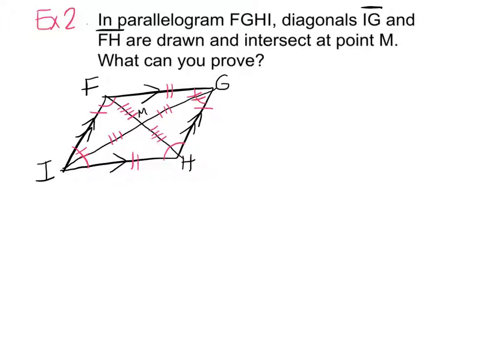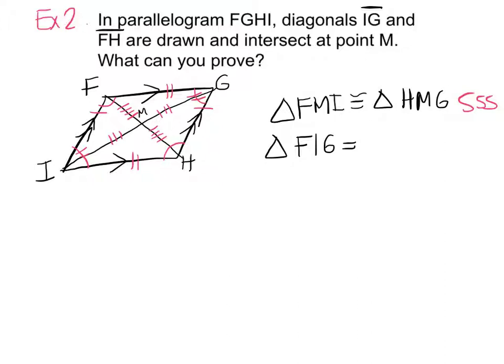So we're just going to write down all the things that we know. I could prove that triangle FMI is congruent to triangle HMG. That's this triangle and this triangle by side, side, side. I could prove that these big triangles, so this one right here, triangle FIG is congruent to triangle HIG. So I can prove that this triangle is congruent to this triangle by side, angle, side.